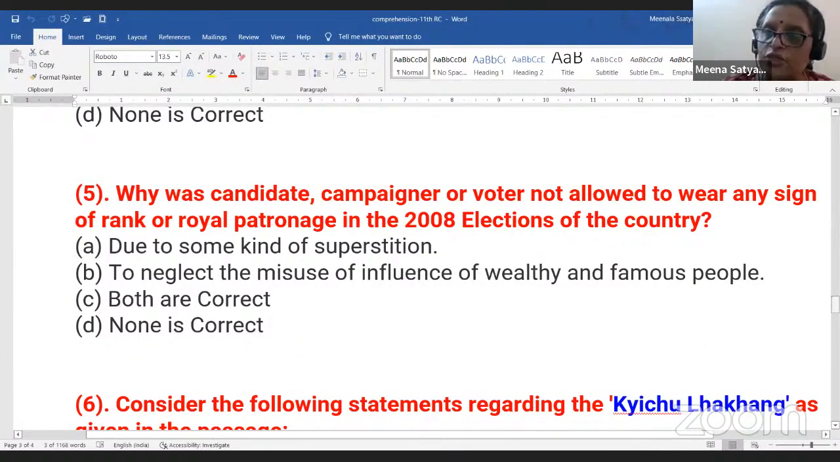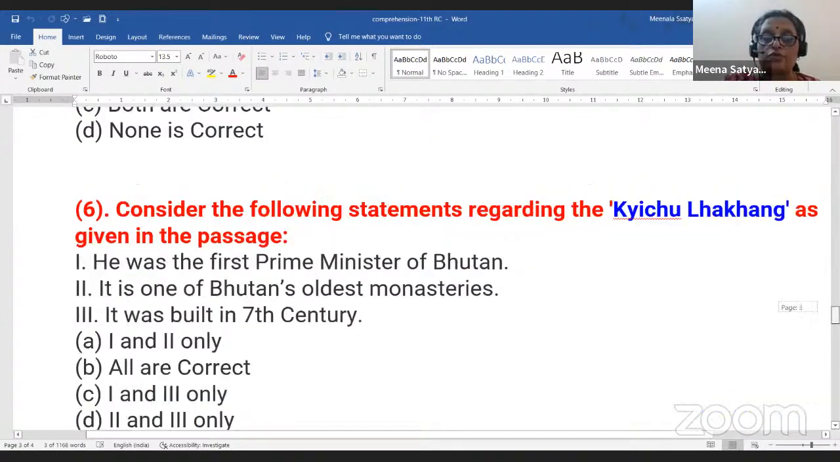Yes. Why was it not allowed? Remember this time I said questions should be read very clearly. Why? To neglect the misuse of influence of wealthy and famous people. Due to some kind of superstition, to neglect, both are correct, none is correct. You've got an answer: to neglect the misuse of influence of wealthy and famous people. Consider it says to avoid over there. Okay, to avoid, to neglect the influence, to make it the same.